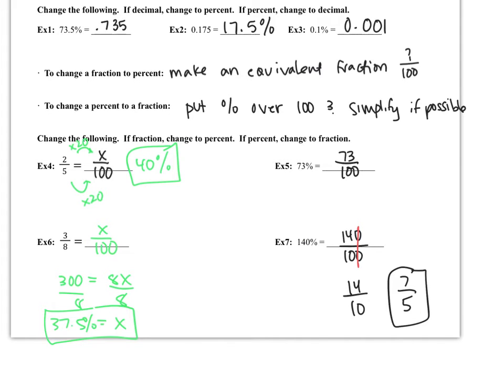This would be kind of like, say, a test had 5 points on it and you earned 7. You're actually earning more points than are available, which is why the percent is over 100.